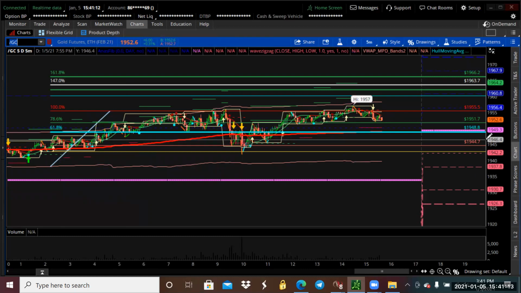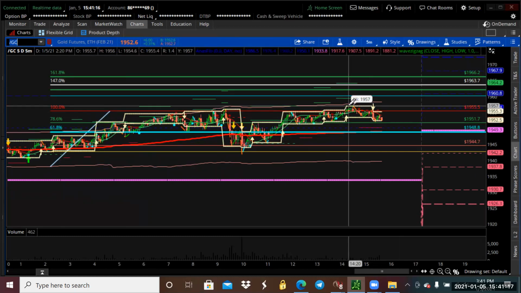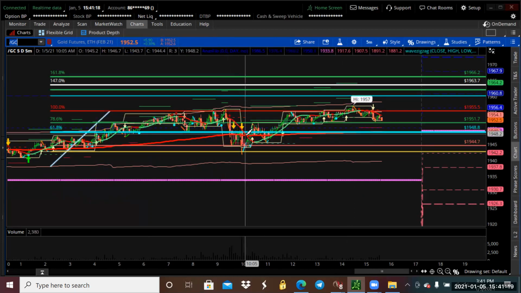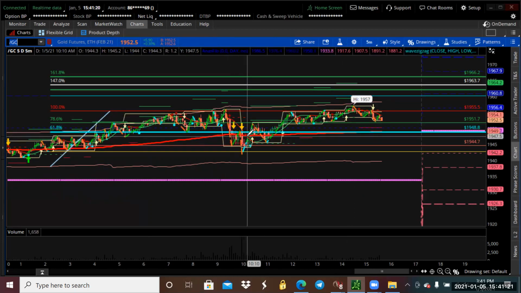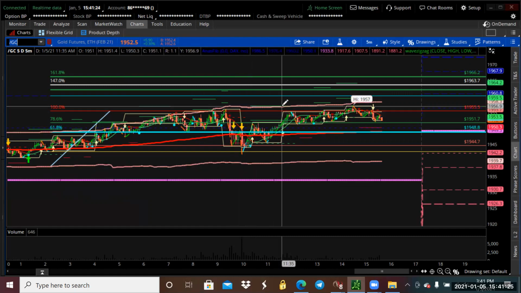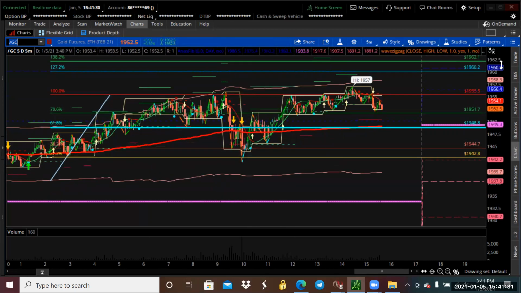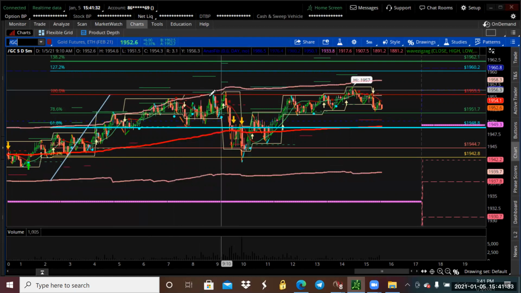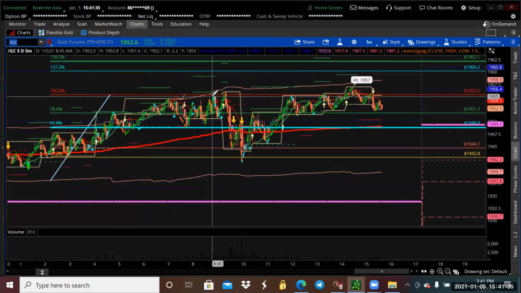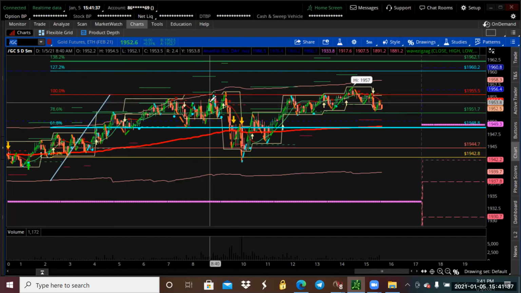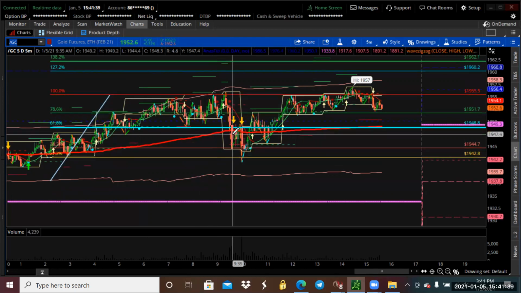So GC, we did get to 100%. We're here at 1949, and then we got stuck at the 1950 area. I am short at open anyway, earlier, and I said, okay, short it and try to target the BWAP here.